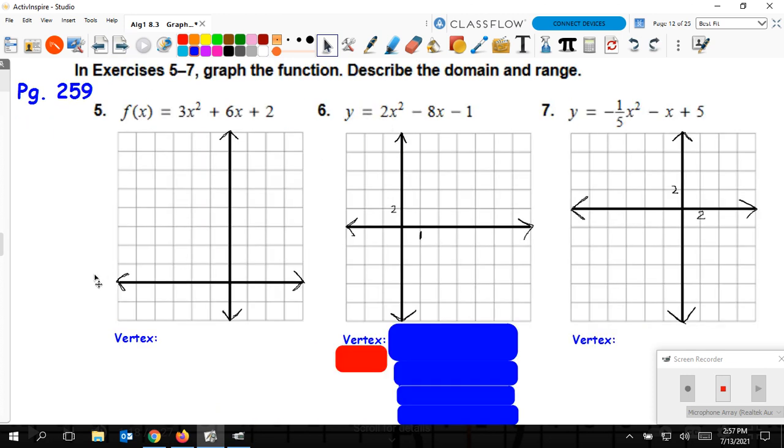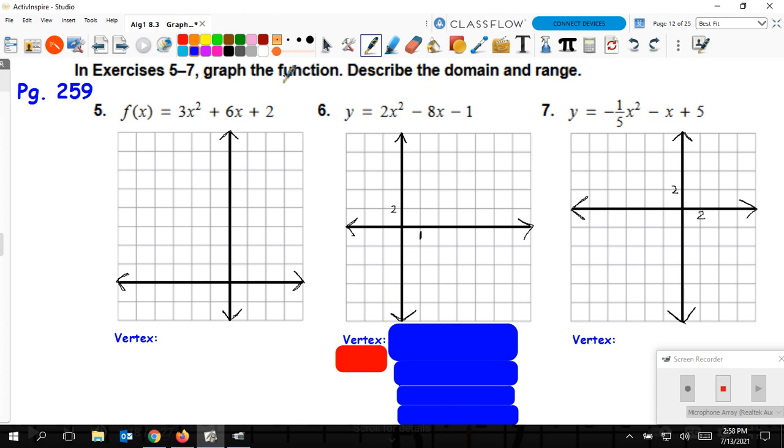Okay, so number 5 through 7, we're now going to actually be graphing the function, but we do need to first find the axis of symmetry and the vertex. Now I didn't list the axis of symmetry down here. I've listed the vertex, that's the starting point. We can obviously draw a vertical line through our vertex for the axis of symmetry. So you can just think about, I need to find the vertex. That's the first step in graphing this. It says to describe the domain and range.